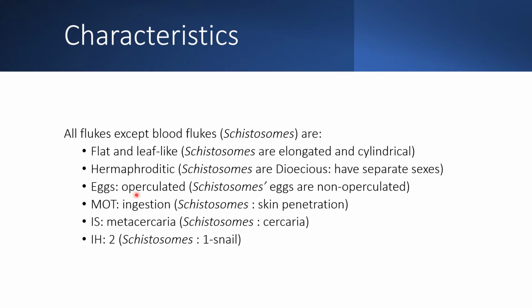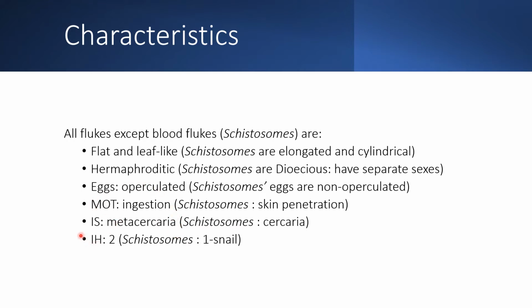For the mode of transmission, most of them are via ingestion, except for your schistosomes, via skin penetration. The infective stage towards the human host is the metacercaria, except for schistosomes, which is the cercaria. This cercaria is the one able to penetrate the skin of the human host, and the rest, the metacercaria, through ingestion.